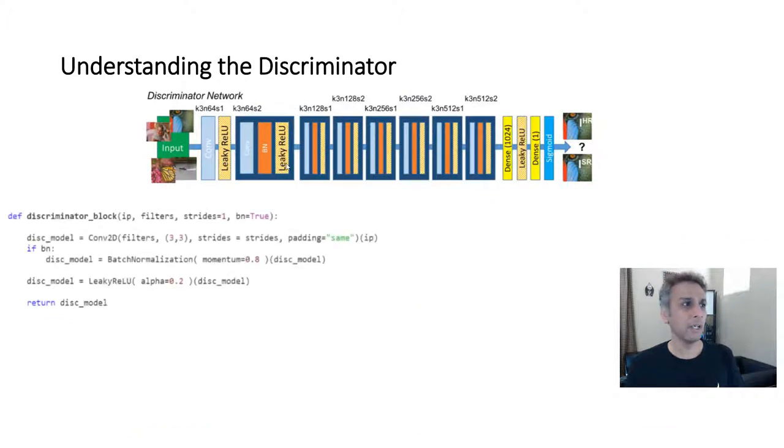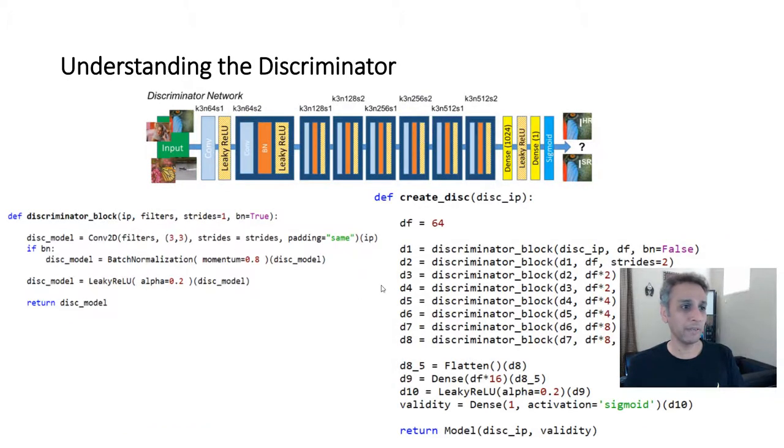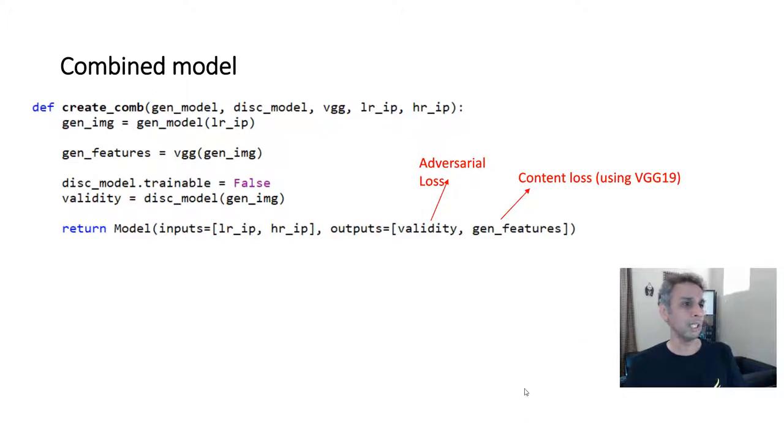Same with the discriminator. We are basically doing everything that they mentioned as part of the paper. The first block doesn't have batch normalization. Then you have all of these blocks with batch normalization and alternating stride 1 and stride 2, as you can see. And finally, the output is a binary output right there. And for our combined model, again, there are two outputs, right?